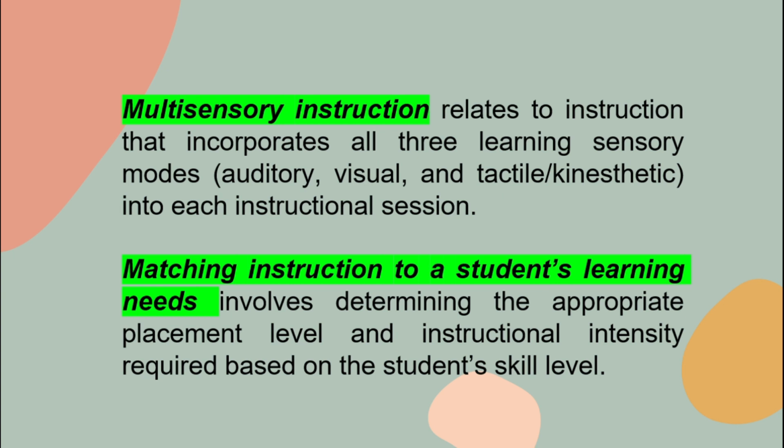Now, the second type of differentiated instruction is matching instruction to a student's learning needs. It involves determining the appropriate placement, level, and instructional intensity required based on a student's skill level. If instruction is not matched to a student's skill level, problem behaviors may result. These problem behaviors may be the result of an inability of students to complete the required level of performance and may serve to motivate students to escape or avoid the academic task. So differentiated instruction is achieved by ensuring that instruction matches each student's unique skill level.